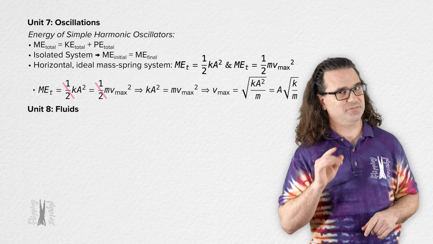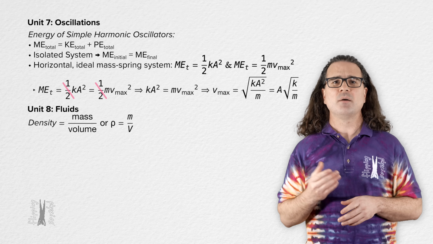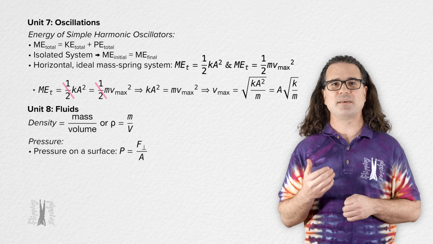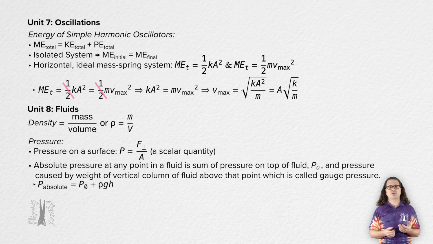Unit 8, fluids. Density, or rho, equals mass divided by volume. Pressure on a surface equals the force perpendicular to the surface divided by the surface area. Pressure is a scalar. The absolute pressure at any point in a fluid is the sum of the pressure on the top of the fluid and the gauge pressure caused by the weight of the vertical column of fluid above that point.